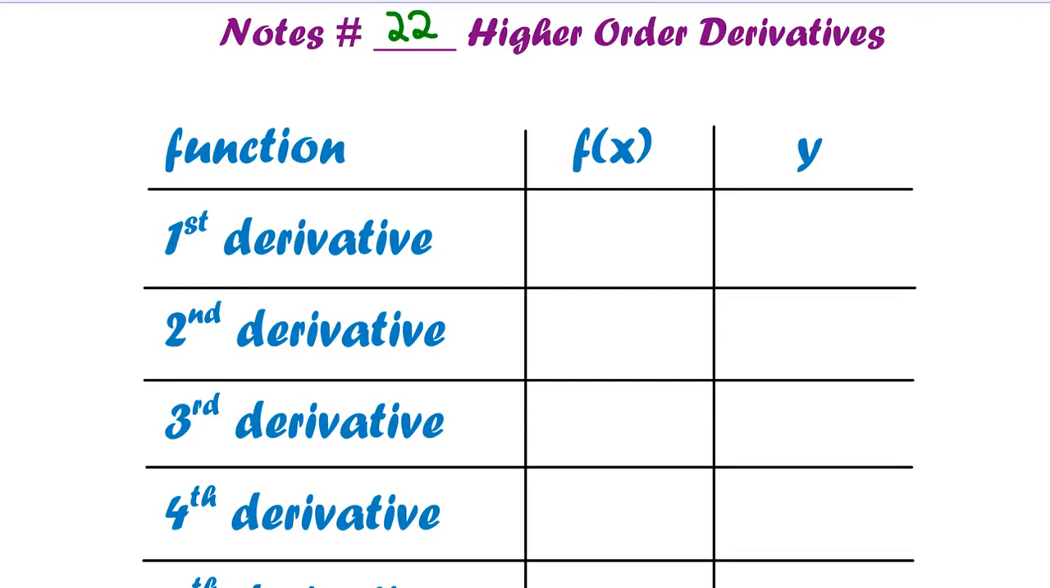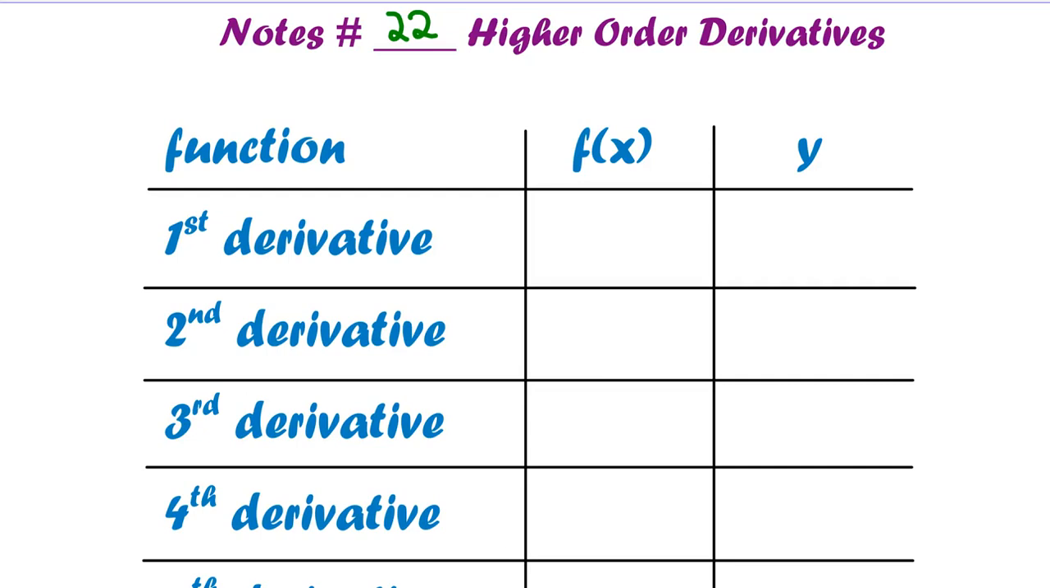I think this is Notes 22 and we're talking about higher order derivatives today. That means taking a derivative of a derivative, maybe a derivative of a derivative of a derivative. You can do it as many times as you want. So the first thing I'm going to do is talk about notation and then we'll do some examples.